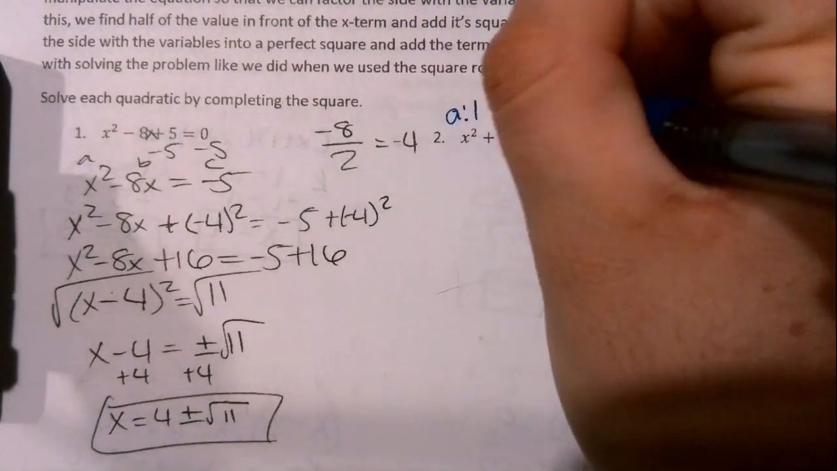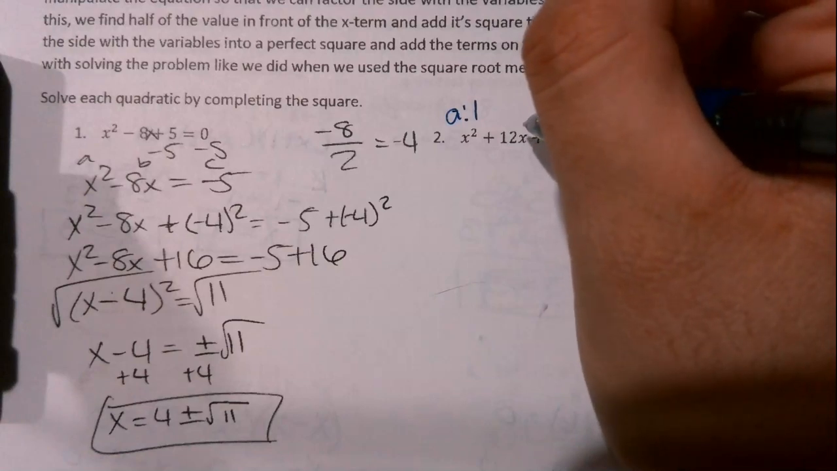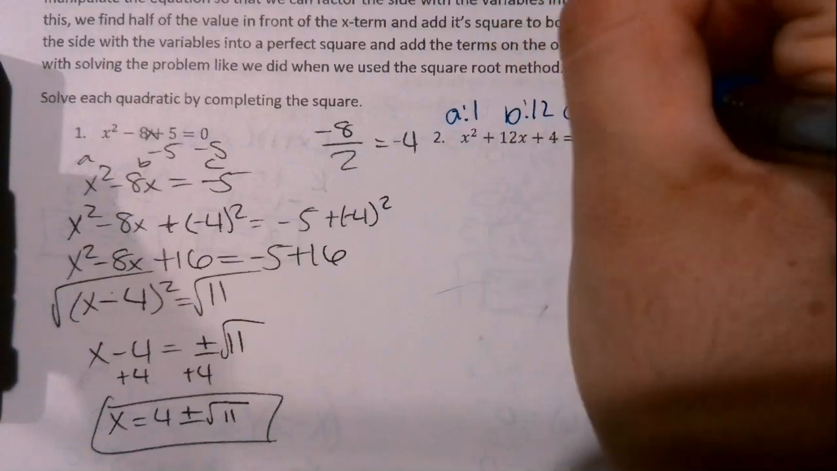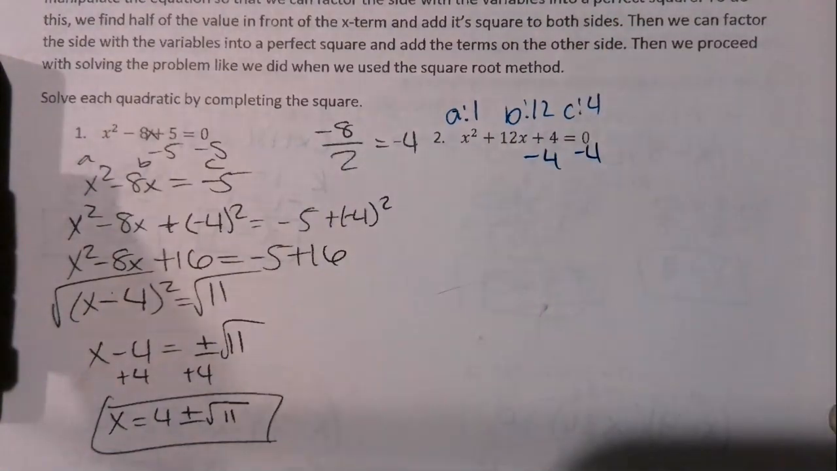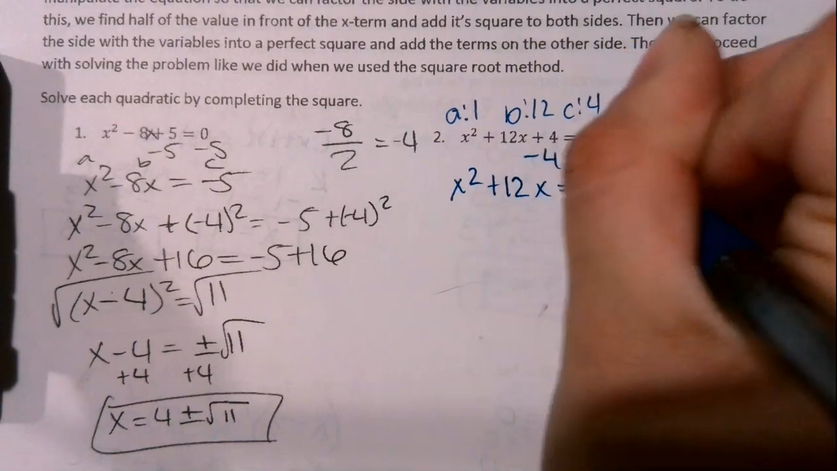So my A here is 1. B is 12. C is 4. I want to subtract 4 on both sides because I want just the variables on the left. I have x squared plus 12x equals negative 4.